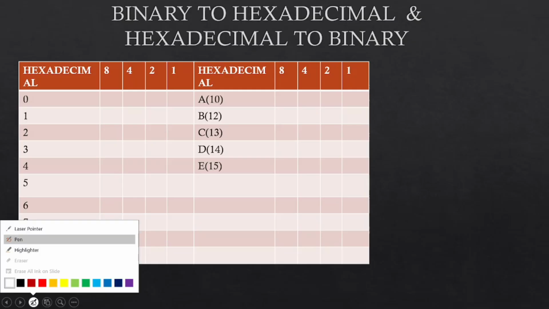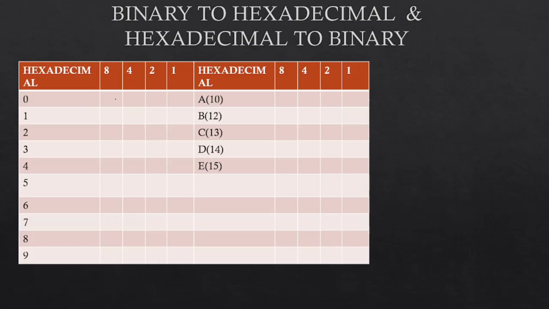Now I'm taking 0. So 0, nothing is there. So what is the answer? 0, 0, 0 and 0. And what about 1? So here you have to add 0, 0, 0 and 1. What about 2? In the 2 column you have to give the weightage: 0, 0, 1 and 0. What about 3? 2 plus 1 is 3. So 0, 0, 1 and 1. And again 4. In the 4 column you have to give 1, and the remaining 0, 0 and 0. What about 5? 4 plus 1 is 5. So 1 and 1, and the remaining columns you have to make 0.